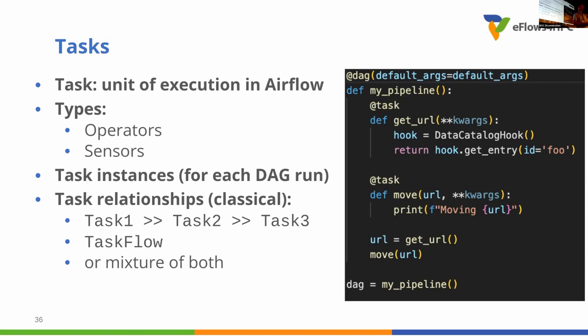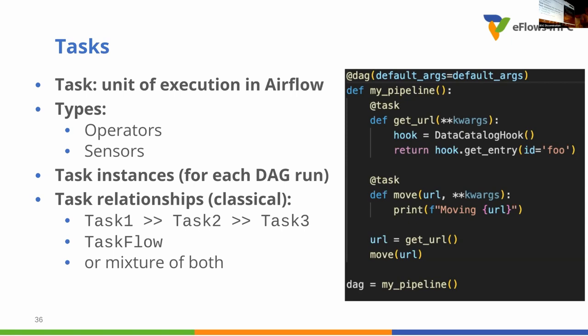And there are two ways of defining the task dependencies. One is by using this bitshift operator. And the other way, which is probably a little bit easier, is to use those annotations, as shown on the right-hand side here. So you see, you have these task annotations for the method and the DAG annotation to create the whole pipeline.